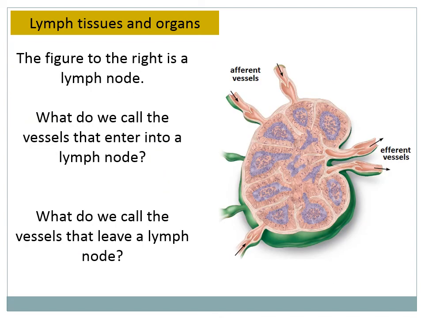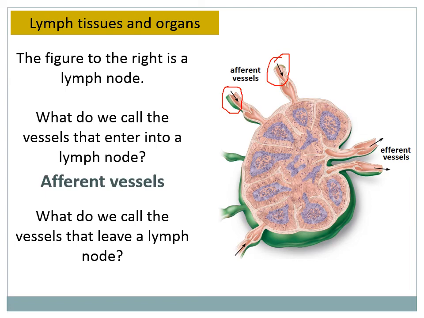All right, so the figure to the right is a lymph node. It's not a kidney, all right? It's a lymph node. We can see that we have vessels that enter a lymph node and vessels that leave a lymph node. So what do we call the vessels that enter a lymph node? If you look here, we have arrows pointing inward, which means that our fluid is going inward. Those are going to be our afferent vessels.